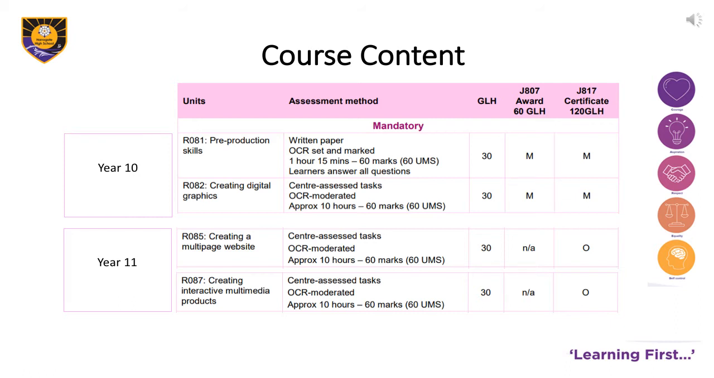We also have in our second year RO85, which is creating a web page, and RO87, which is creating an interactive multimedia product. Now it's really important to note that across these 4 units, the weighting of each unit is the same. So it's 25% for each of the 4 units, which makes up the full qualification.